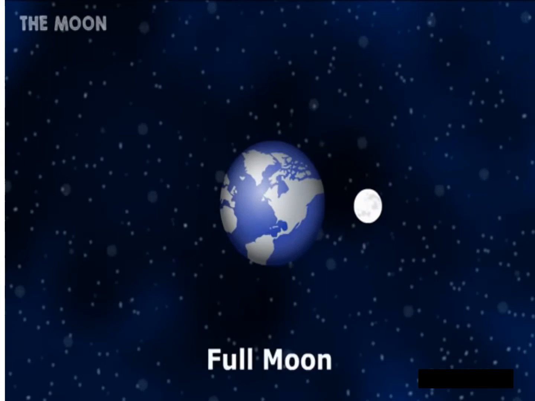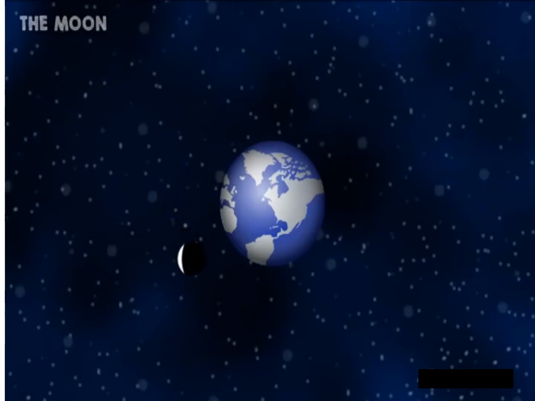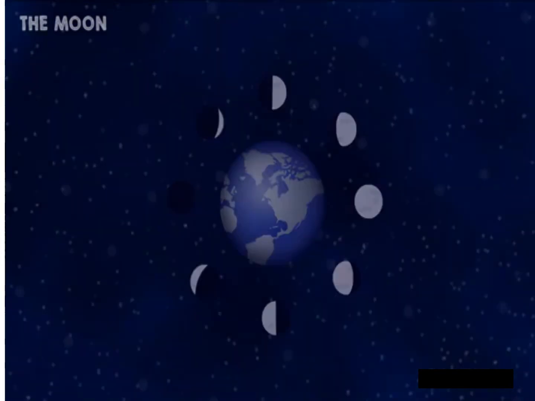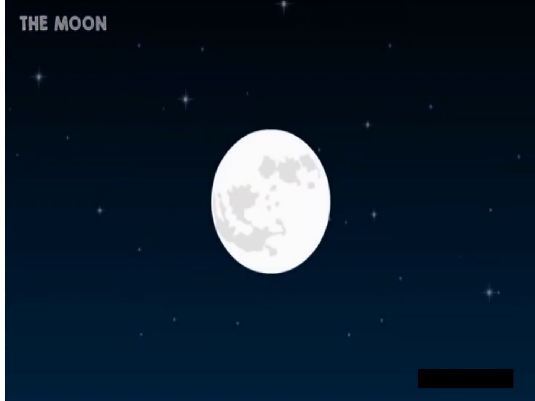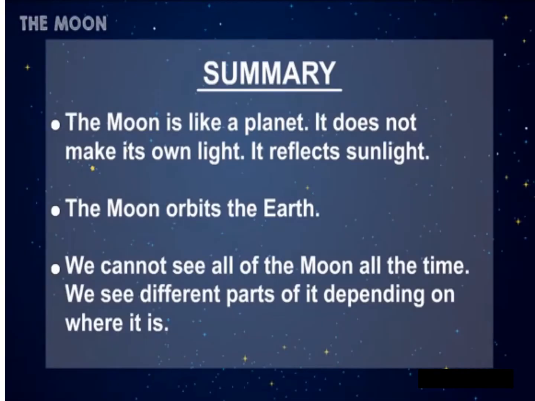Then finally we see the full moon. After that, it seems to get smaller again. We see less and less of it. Then we cannot see it at all. From Earth, it looks like the sun is not lighting up the moon. This is called the new moon. Then the cycle starts all over again. These are called the phases of the moon. The next time you're outside at night, look at the moon. Watch how it changes from one night to the next. Let us now summarize what we have learned.